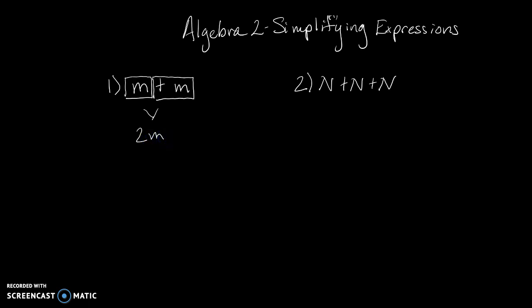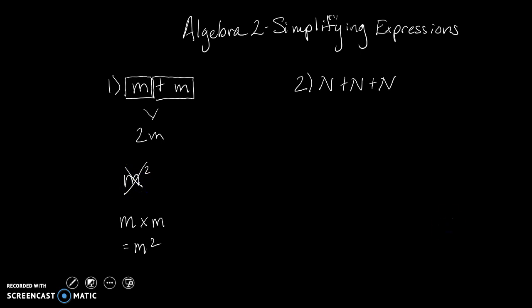Some people today were looking at that problem and going like that. That is not correct. If I were to have m times m, that would equal m to the second power, but m plus m just equals 2m. You just have two of them. So it's just like regular numbers, only they're variables.